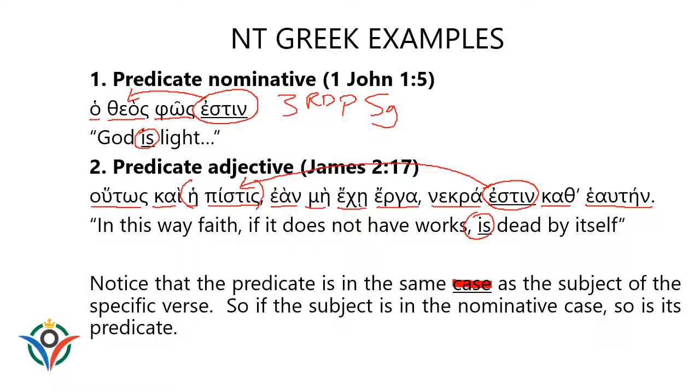So if the subject is in the nominative case, so is its predicate. Is that true with these examples? Well, it is, yes. In the first example, the predicate phos is in the nominative case. Why? Because ho theos, the subject, is in the nominative case. And in the second example, we have nekra, which is dead, which is also in the nominative case because pistis is also in the nominative case. All right, so it's in the same case as the subject of these verses.